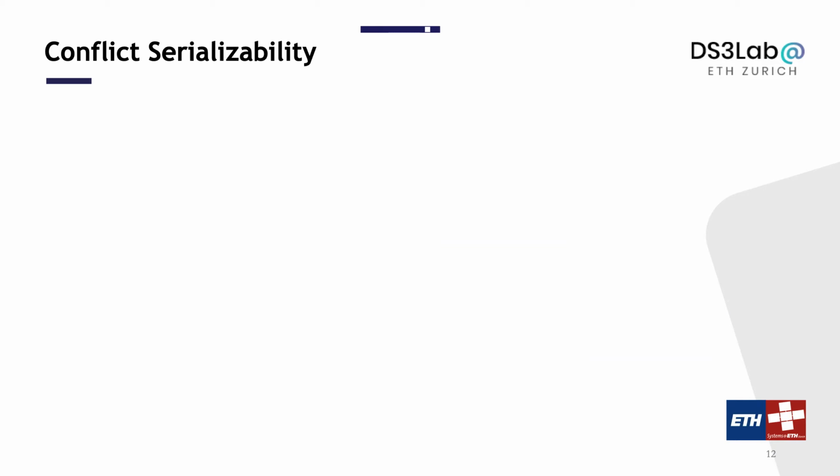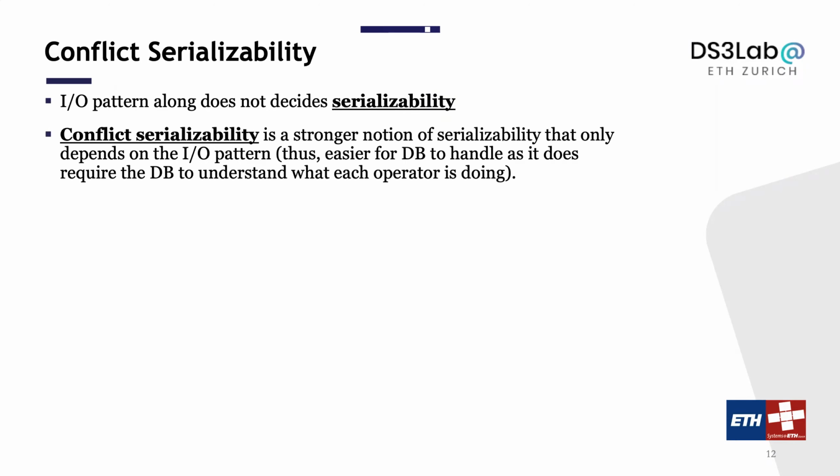So that actually motivates us to have a different notion of serializability that's a little bit stronger than the serializability that we just defined. We want some notion of serializability that only relies on the IO pattern, but not the computation, because I don't know how to analyze computation, right? But I know how to analyze IO. So that gave us another notion called conflict serializability. And then let's try to define that here and look at a whole bunch of examples.